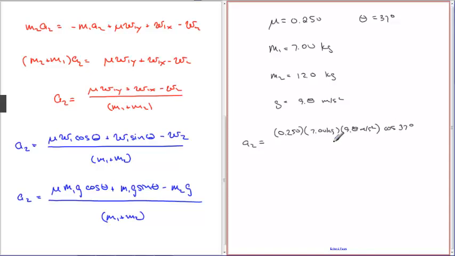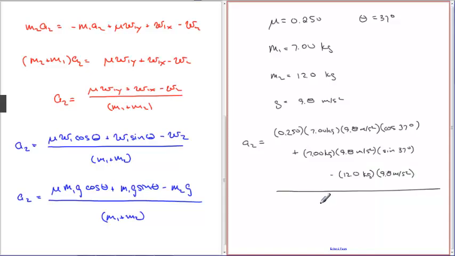Then we have M1, which is also, again, 7 kilograms, times G, which is 9.8 meters per second squared, times the sine of 37 degrees. Let's put this in parentheses as well. So that's this term, minus M2, which is 12 kilograms, times G, which is 9.8 meters per second squared. And all of that is divided by 7 kilograms plus 12 kilograms.